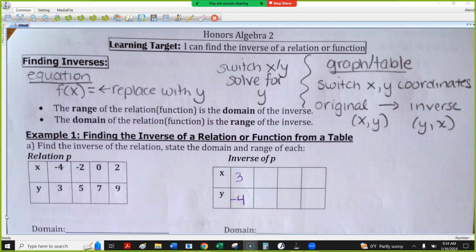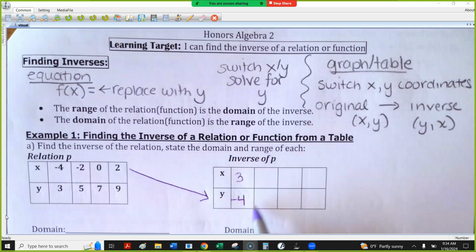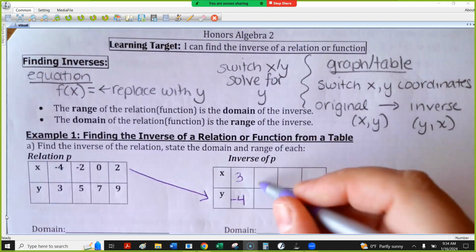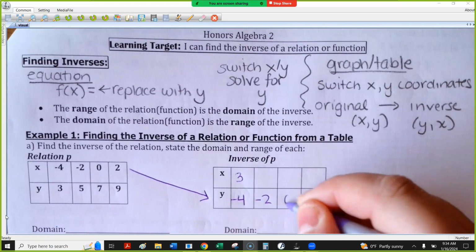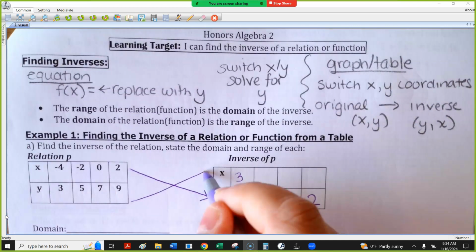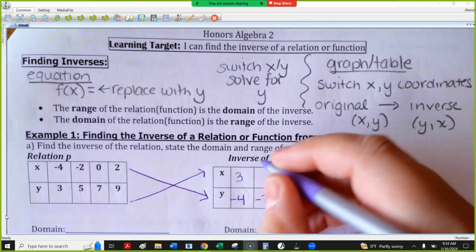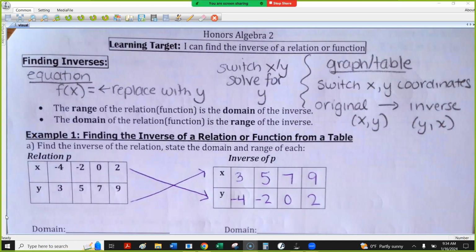So literally all I'm going to do here is write all my x coordinates across here as the y coordinates in the inverse. So it was -4, -2, 0, and 2. And I'm going to do the same thing for the y coordinates. You just rewrite them. We're just switching them. So it'd be 3, 5, 7, and 9. That's all you have to do.